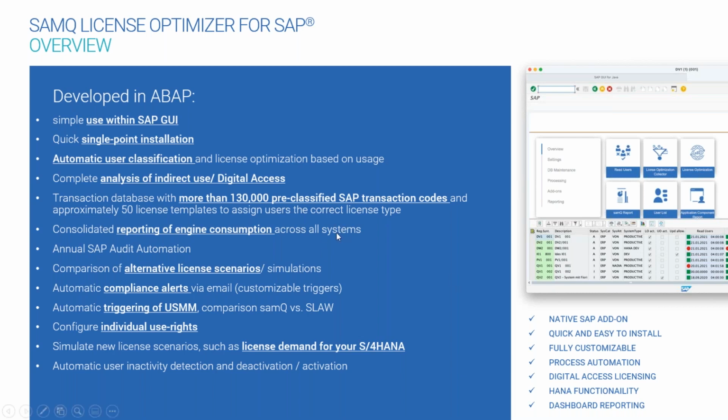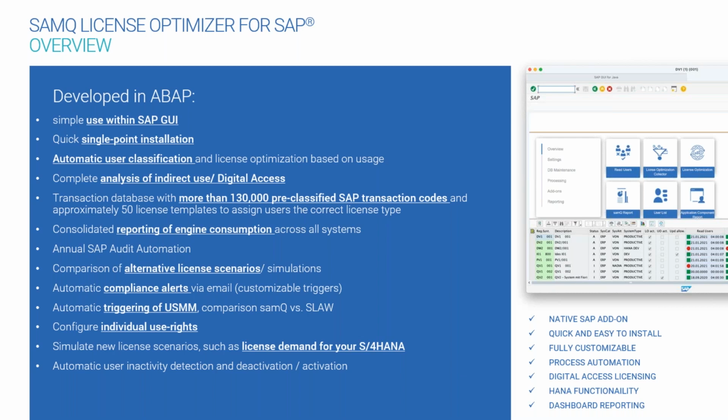So if you're running the full SAMQ solution, it actually writes back that classification into your SU01 table, saving you the effort of having to go and update every single individual in your system to the right license type. If you had to do this manually, you can imagine if you have 5,000 or 6,000 users and manually you have to go into every single one of the SU01 tables, it becomes very, very tedious and time consuming and a very high degree of effort.